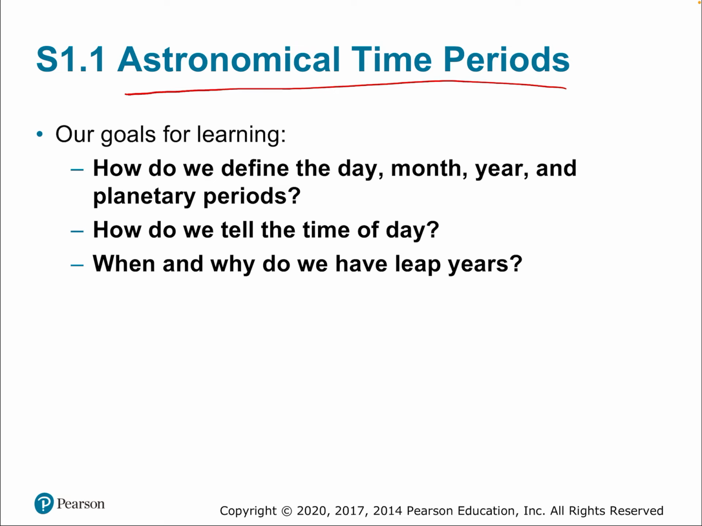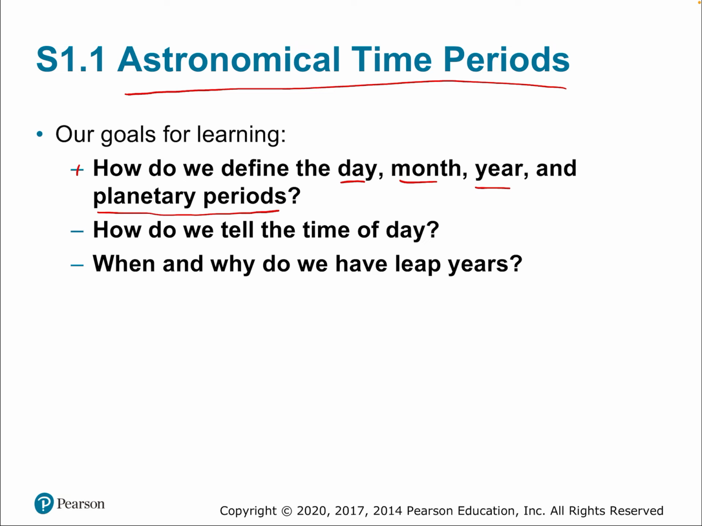So our goals for this section are to ask, how do we define the day, month, year, and planetary periods? Because we might take it for granted that there's a certain length of all these quantities, but why and how? And maybe there's more to it than we thought. We also are going to ask, how do we tell the time of day, and when and why do we have leap years? A very interesting question.